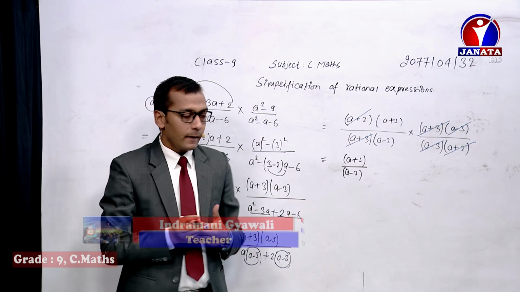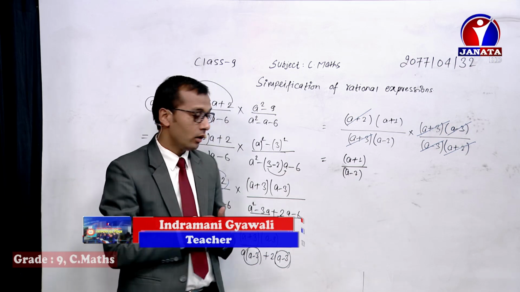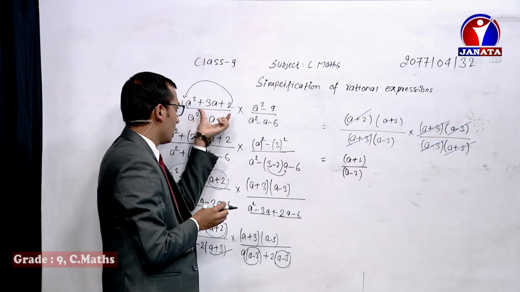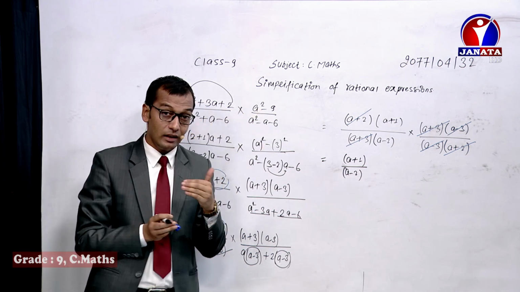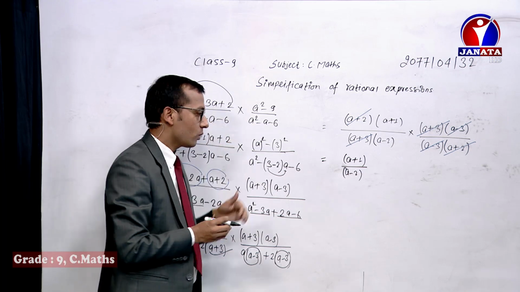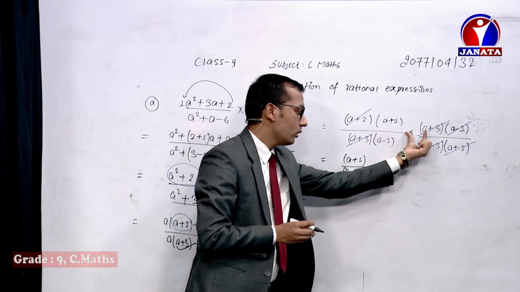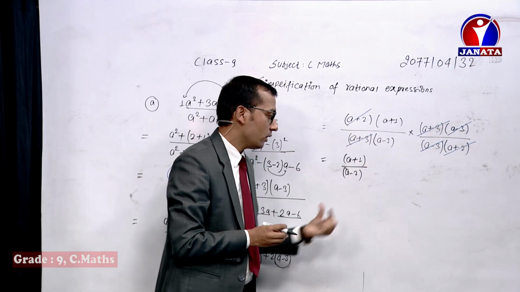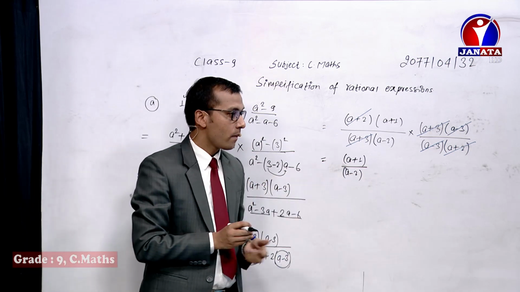So let me recall this. This is a simple simplification of a rational expression where we factorized the numerator a square plus 3a plus 2 times a square minus 9, and then the denominators a square plus a minus 6 and a square minus a minus 6. We factorized them and then we canceled the common factors and we simply wrote the remaining factors. So this is the final answer in simplest form.